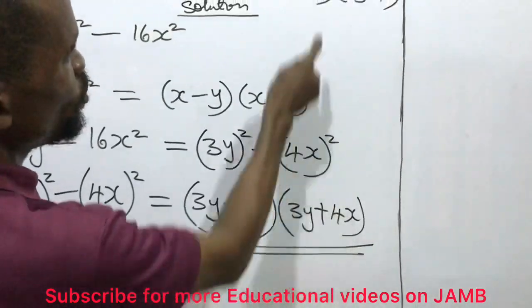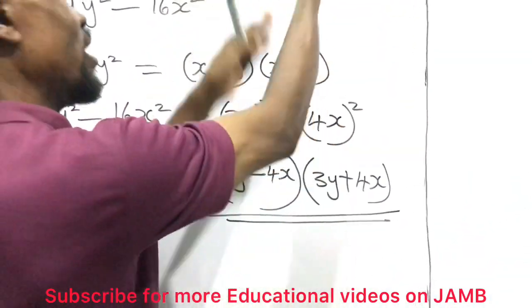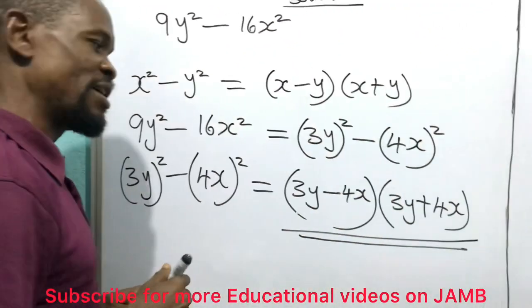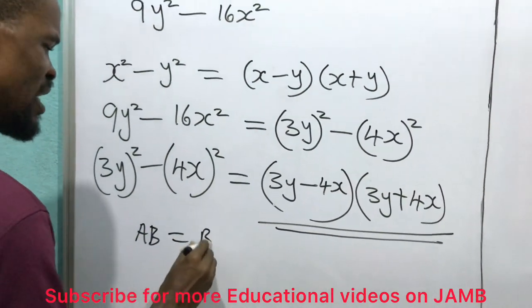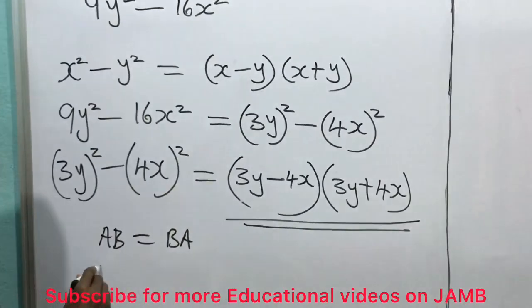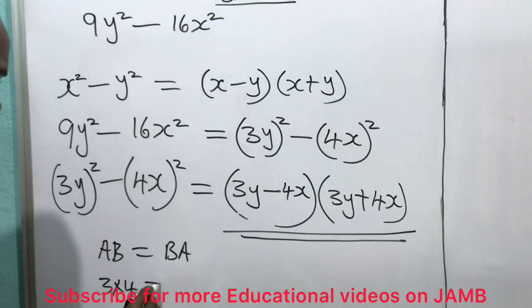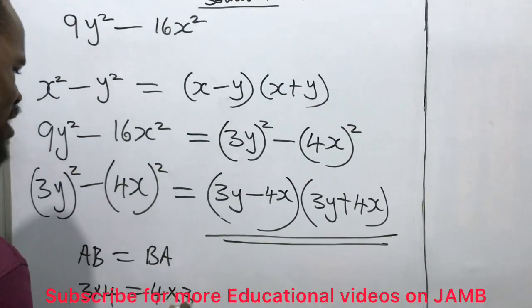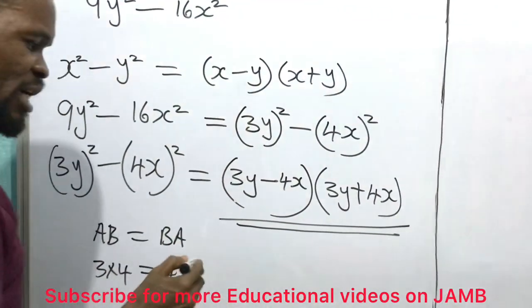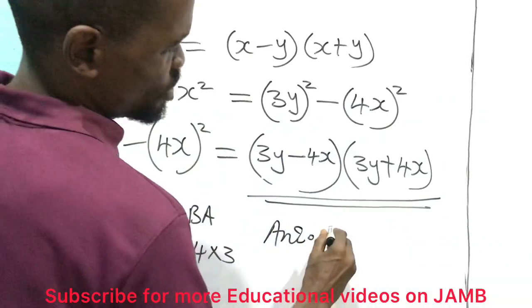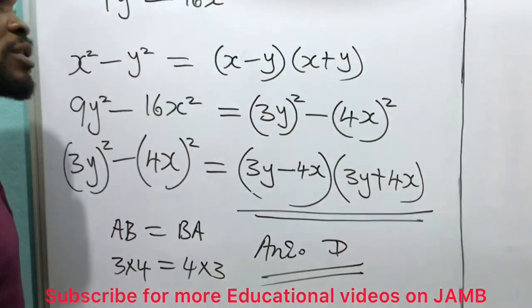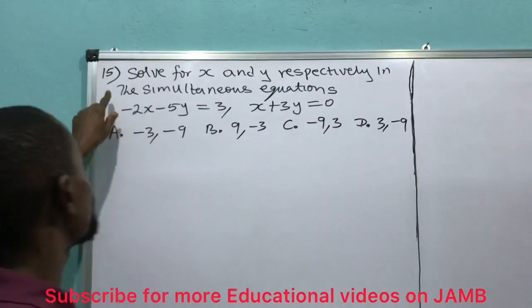3y plus 4x. Look at it, either this here or this here, it doesn't make any difference. Just like when we say AB is the same thing as BA, just like when we say 3 times 4 is the same thing as 4 times 3. Therefore, our option D is our answer. My answer is option D. That is question number 15.